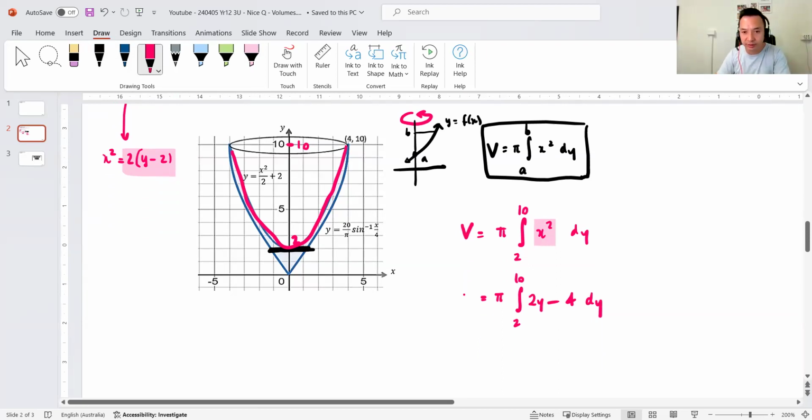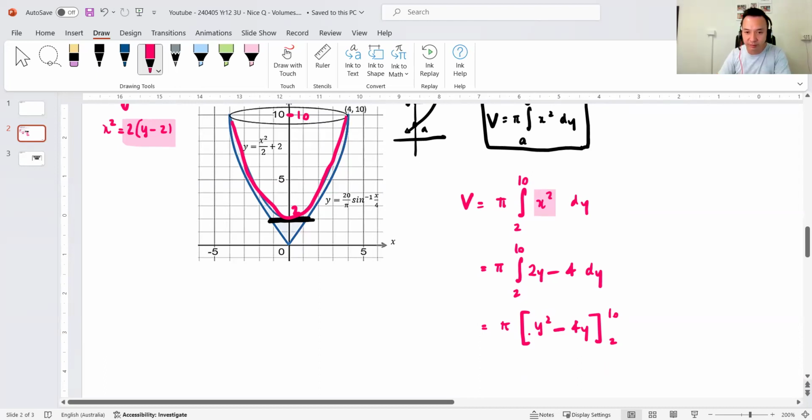So that would give me, let's see, pi, integrate that, becomes y squared minus 4y with the limits of 10 and 2. Sub that in. Pi, what's that?